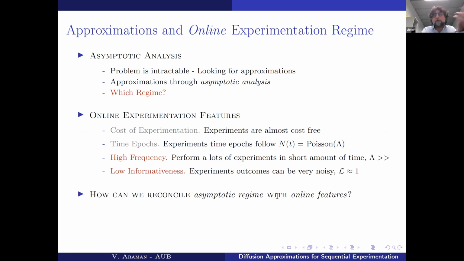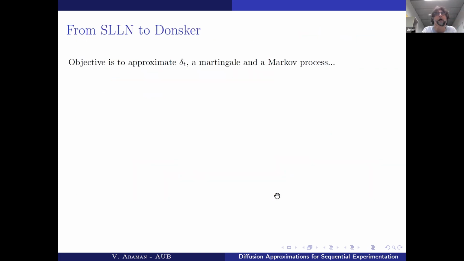In some sense, this is the motivation behind the regime I would like to discuss. Here, I want to open another bracket for those that are new to this field, to see what's driving the machinery that we're going to be thinking about. Our objective is to approximate delta t. This is the main beast that is ugly. It's a Martingale and a Markov process.